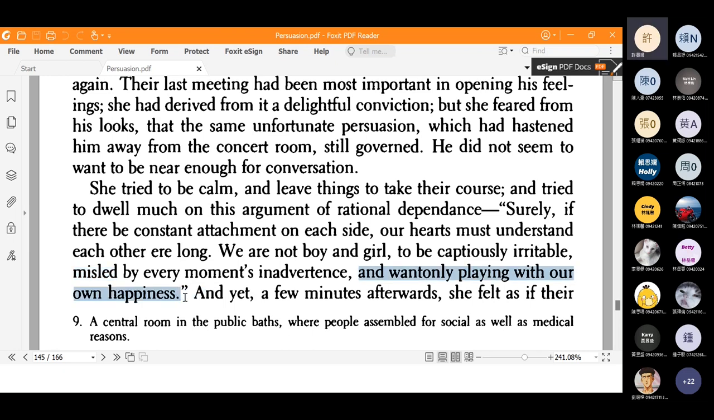And wantonly playing with our own happiness. Wantonly means willfully is the English word. Playing with our own happiness. So this quote means she's trying to comfort herself. She's trying to shore herself up. And she tells herself, if we each still love each other, we must understand each other soon. It will happen soon. We're no longer young kids, easy to feel annoyed, easy to be led away from each other by coincidence, or we are no longer kids who would follow any kind of idea and play with our own happiness.